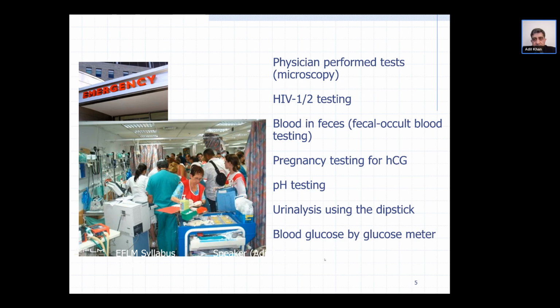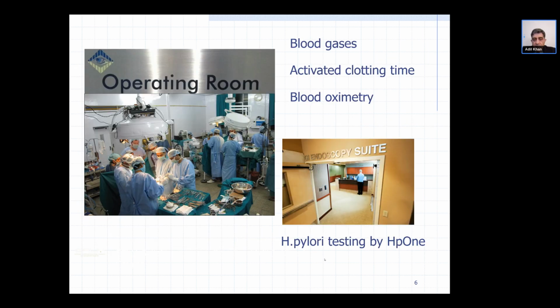So it covers physician-performed testing, HIV testing, pregnancy testing for human chorionic gonadotrophin, Hemocult, the usual urinalysis dipstick. And then it's also done in the OR where they need to get some information on the coagulation status of the patient, so activated clotting time is often performed. You've got blood gases, and it can also be done in the endoscopy suite as well.